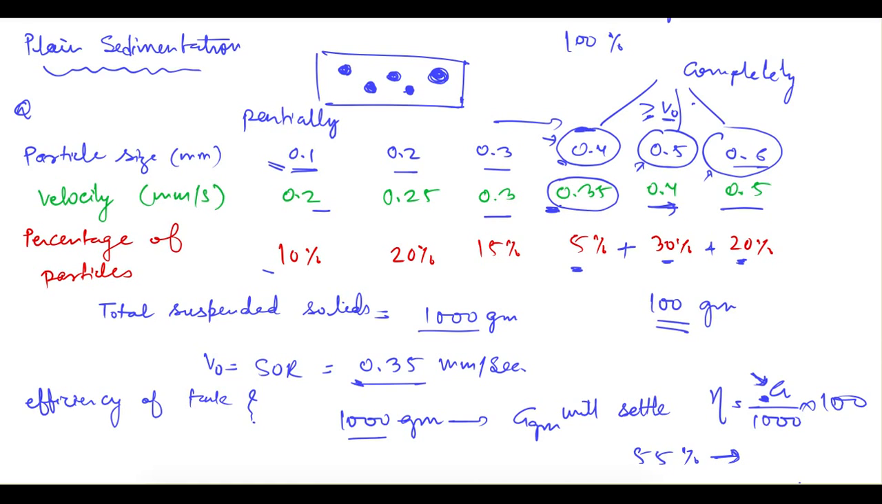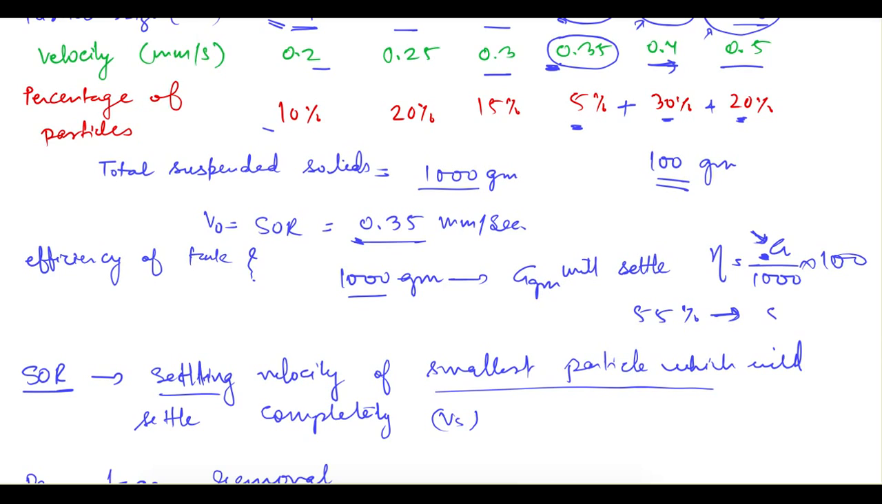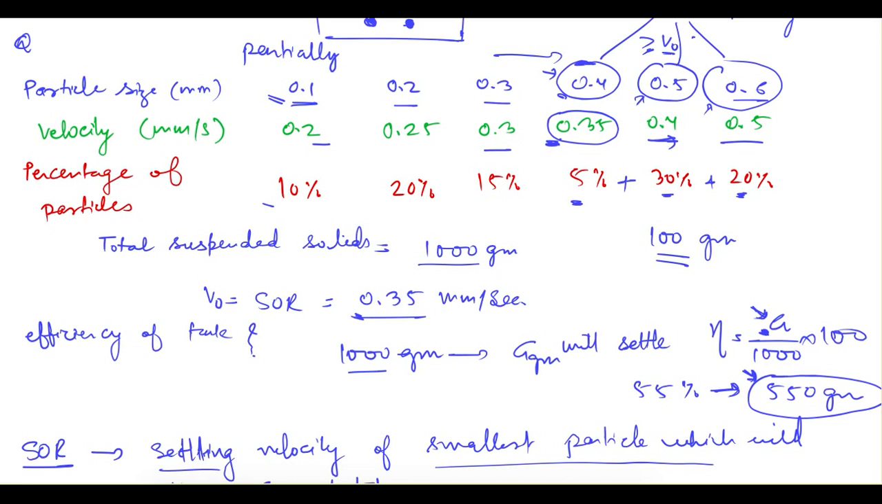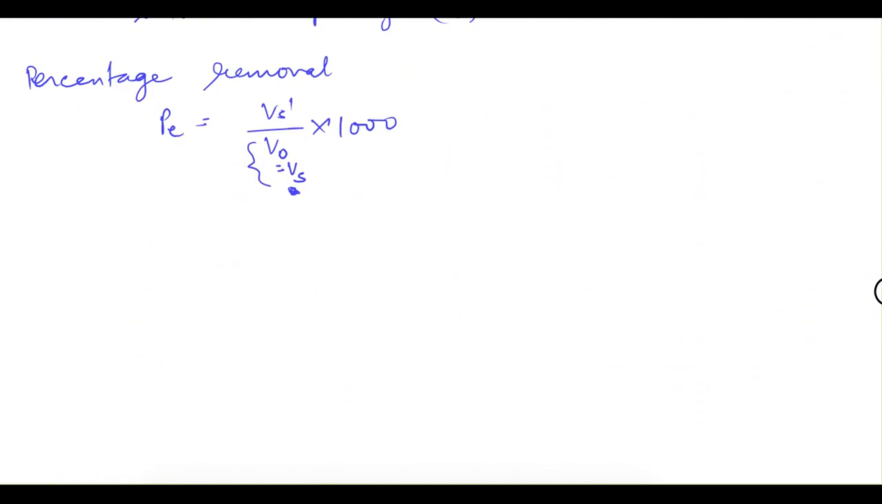That means out of 1000 gram, this 550 gram will be the 55%. So this 550 gram is the direct number we are getting, that is the weight or the amount of particles that are settling completely. Now the remaining 45%, that is 10 plus 20 plus 15, some amount of it will be settled, and that we have to obtain. So let's try to find that.